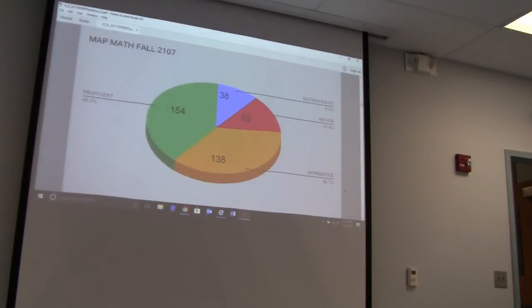Math, which is an area of ours across the school. Novice, 13.6% of our student body, 52 students, scored novice, whereas 138 apprentice, 154 proficient, and distinguished being 38 students, which is almost 10% of our student body. But again, comparing, we had 22 out of 133 current 7th graders that scored distinguished, 16.5%. That's up from what they did as 6th graders, so that's a focus area of ours.